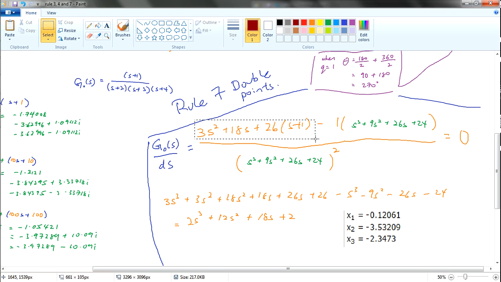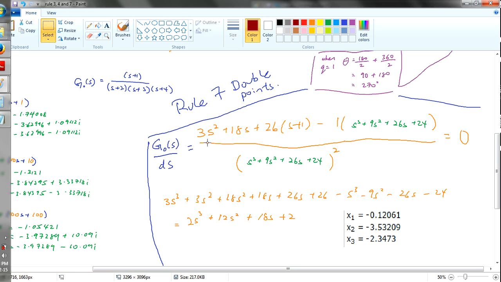So as you can see, this thing is actually this portion over here, right? Okay, hold on. It's just 3s squared times s, and 3s squared times 1, and then multiplying 18s times s, 18s times 1, 26 times s, 26 times 1. So you have this portion over here.